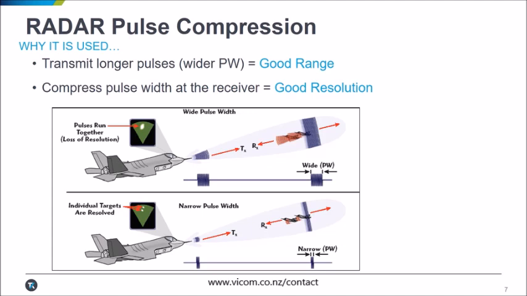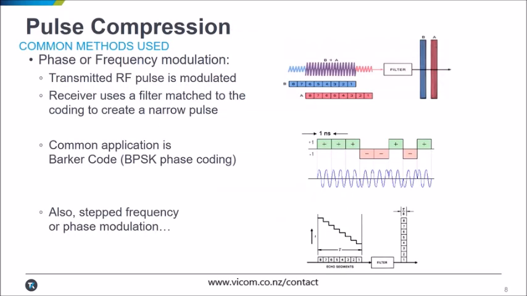Pulse compression can be a confusing topic because it is a technique that allows the radar system to transmit wider pulses for good range while still achieving good resolution. It does this through the clever use of modulation of the RF signal during the pulse and using signal processing within the receiver to compress the detected pulses to narrow widths, thus achieving a good resolution. Pulse compression is achieved by employing different modulation techniques on the RF pulse and exploiting the modulation in the receiver to effectively narrow or compress the detected pulse width.